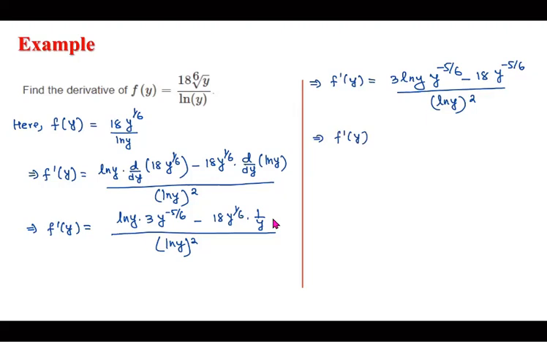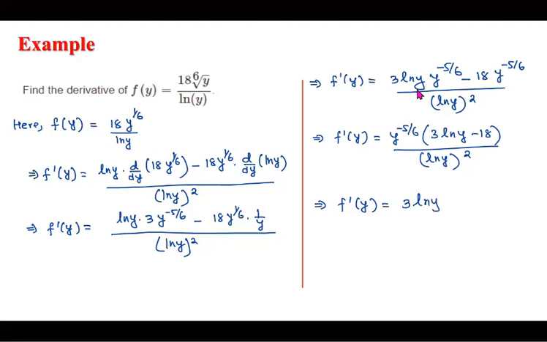So in the numerator, we'll be able to factor this y to the negative 5/6. So y raised to negative 5/6 is factored out, and we get 3 natural log y minus 18 over natural log y squared. So finally, our answer will be, inside the parenthesis, 3 times natural log y minus 18. If we move this quantity to the denominator, it will be positive. So that will be y raised to 5/6, and in the denominator, we already have natural log y squared. So that is the answer.